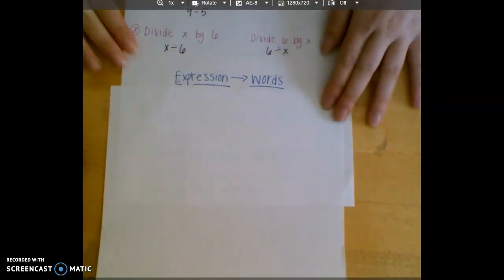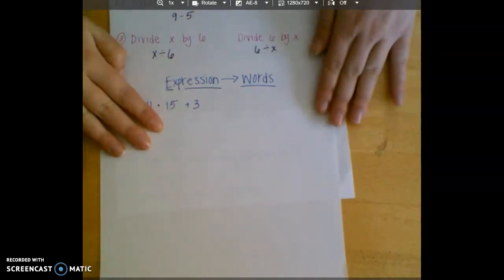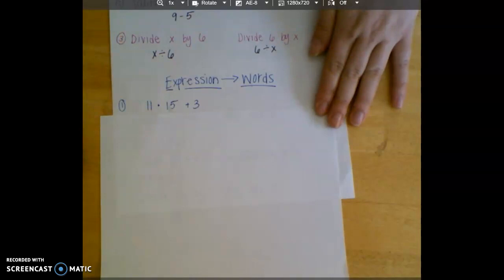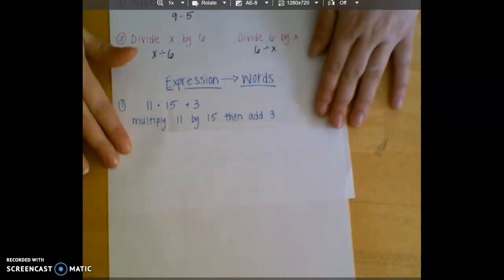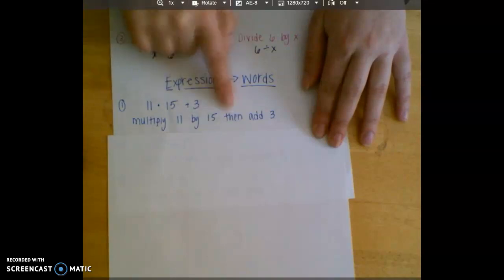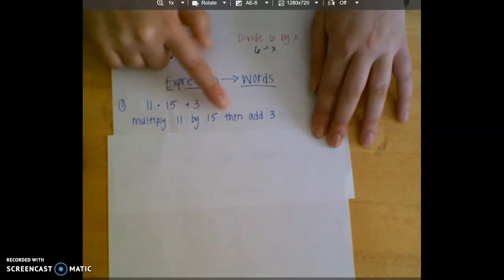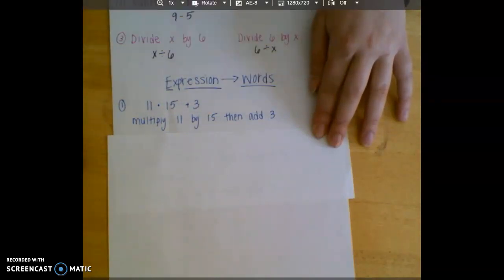Okay, next one, we're going from expressions to words. Okay, I have 11 times 15 plus 3. So in your head right now, how would you describe what to do still using order of operations and GEMS? Here's an example. Multiply 11 by 15, then add 3. Have those words in there telling us what we are doing next. So first you're going to multiply 11 by 15. Then after you get that answer, then you're going to add 3.